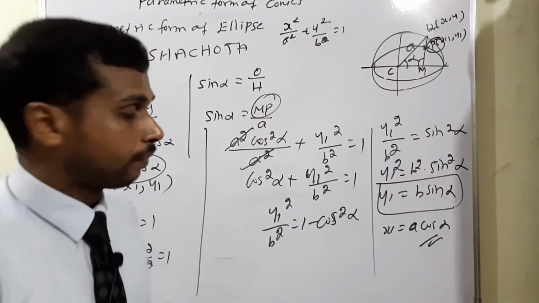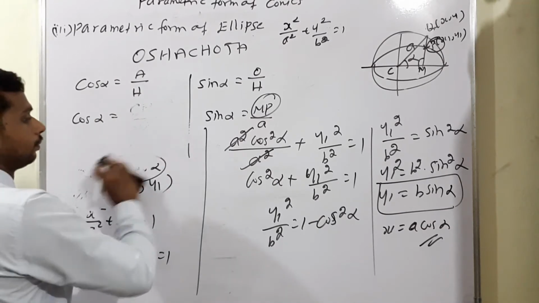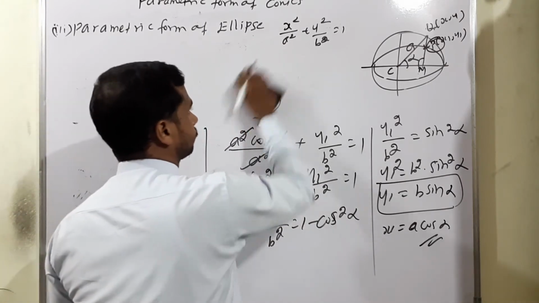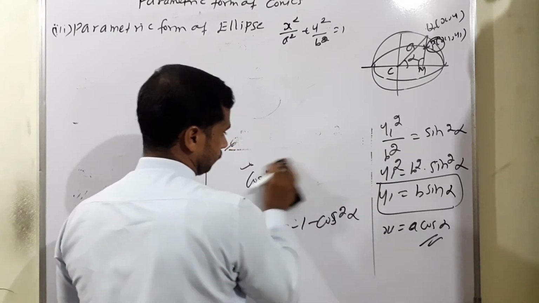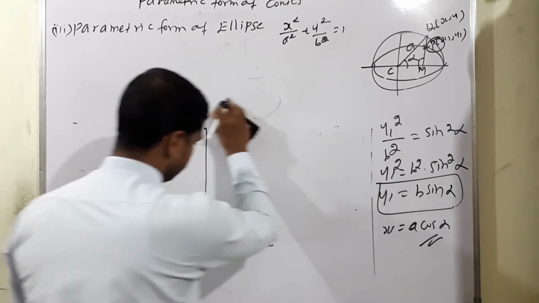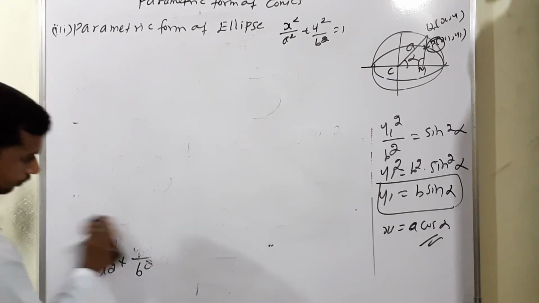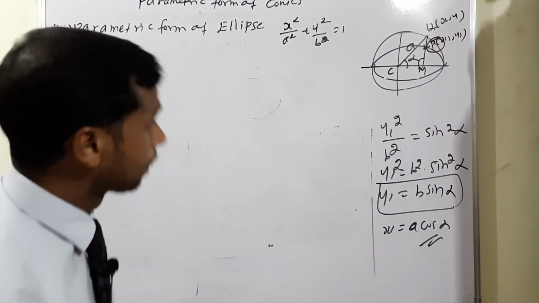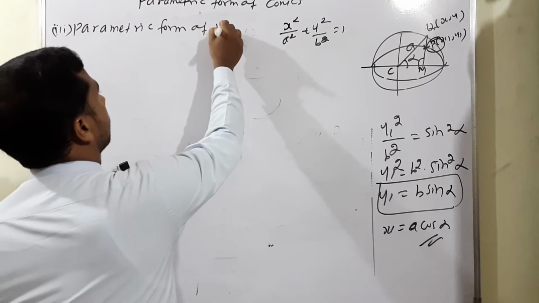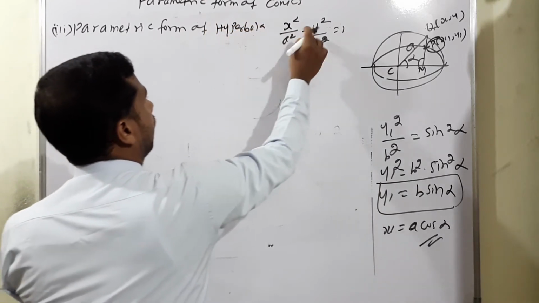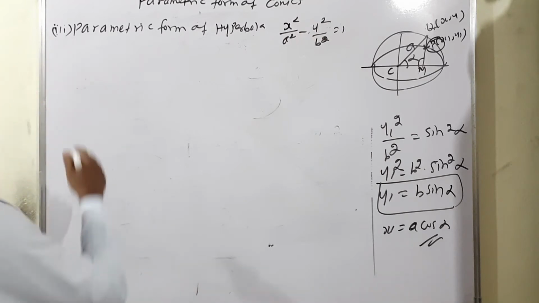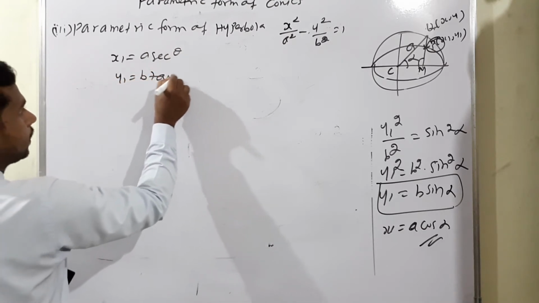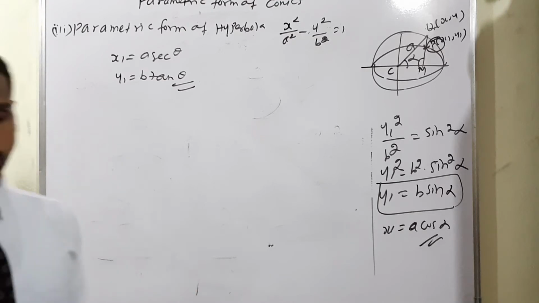The last one, the parametric form of the hyperbola. For the hyperbola, instead of plus we write minus, and the point is x1 is equal to A secant theta, then y1 is equal to b tan theta. That's all.